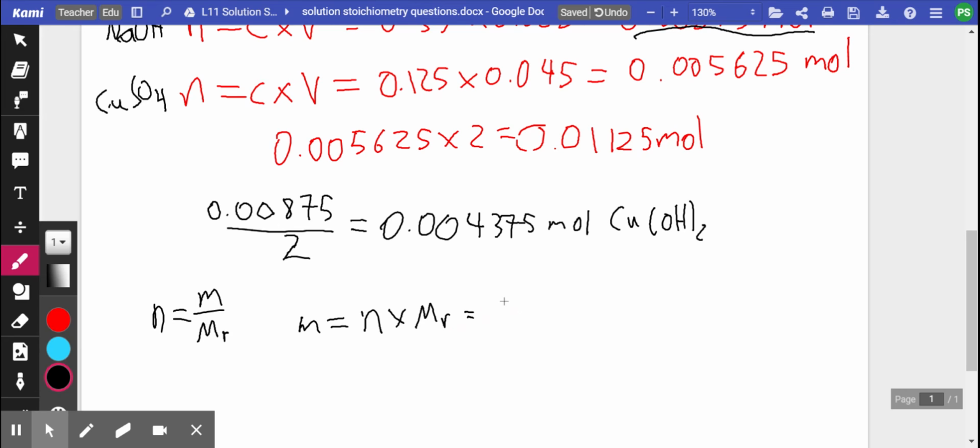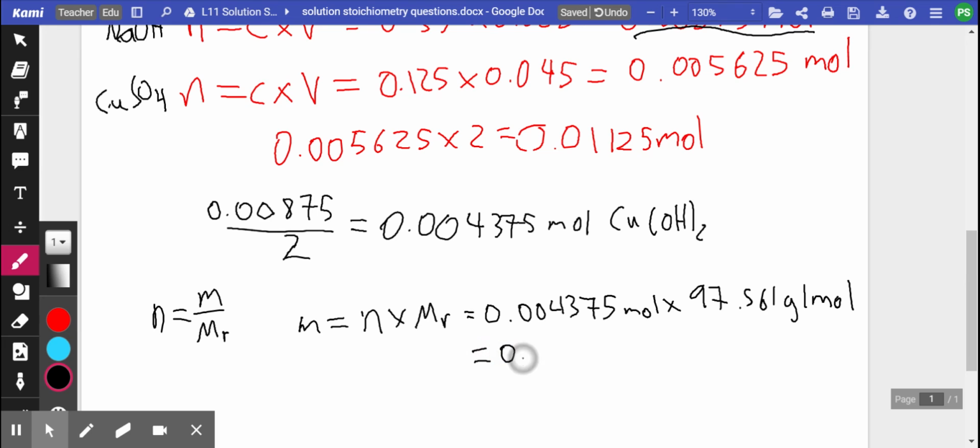So we have the moles from above, 0.004375 moles multiplied by the molar mass, which I had calculated earlier, 97.561 grams per mole. Again, the atomic and the mass number you find on the periodic table is in grams per mole. You multiply these two numbers and you find 0.4268 grams. So this is the whole procedure.